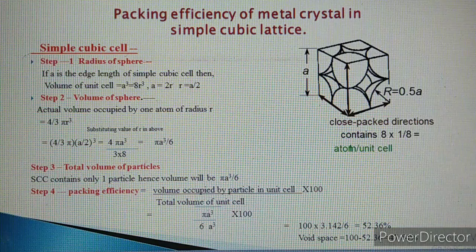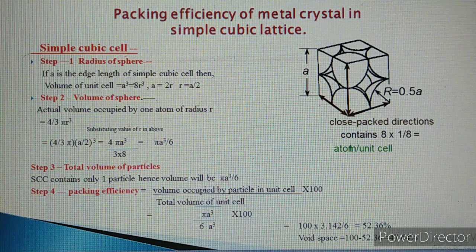In three dimensions, there are two ways: stacking of square close pack layers, and the second one is stacking of hexagonal close pack layers. In stacking of two hexagonal close pack layers, there is the formation of tetrahedral voids and octahedral voids. How tetrahedral voids and octahedral voids are formed, we already discussed in the previous videos. Also we discussed the packing of the third hexagonal close pack layer.